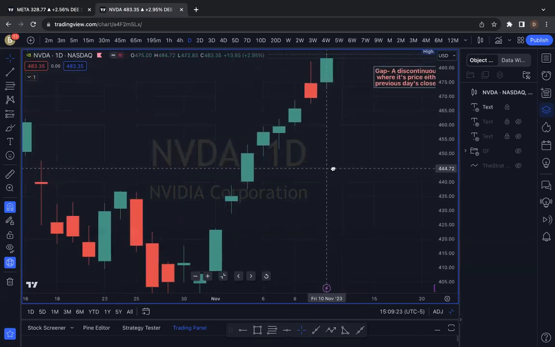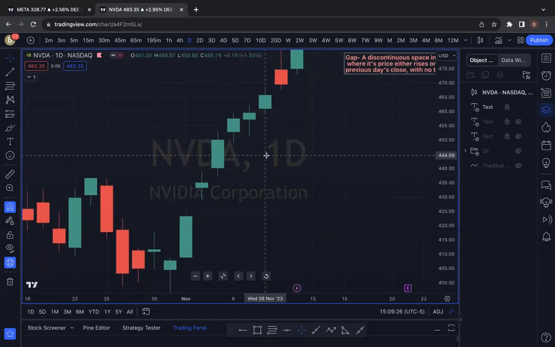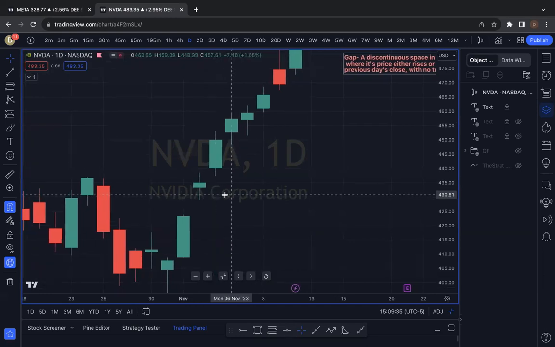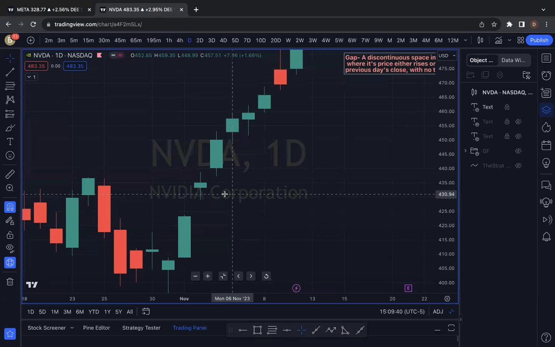What is important about a gap is that gaps are likely to be filled. Once price gaps up, it is likely that at some point in time that gap could be filled. Now, there's a misconception that all gaps are filled, and that is not true. Gaps are likely to be filled, but they don't have to be. There's a very high chance that something that gaps up or down will be filled at some point, but there's nothing saying that it has to. I want you to remember that.